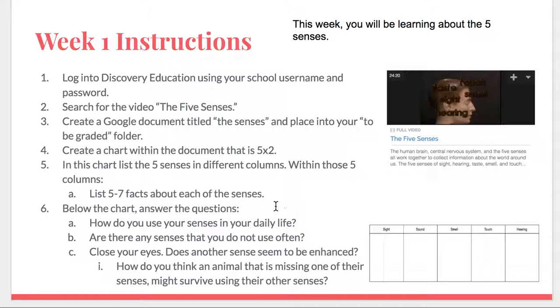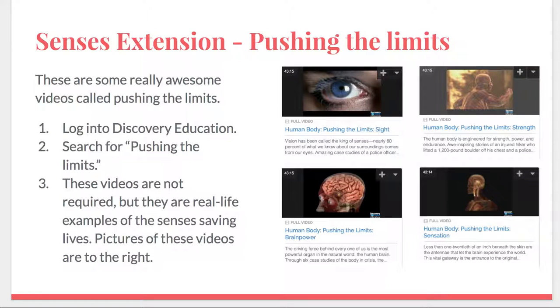Below that chart, you're going to answer these questions. How do you use your senses in your daily life? Are there any senses that you do not use quite as often? And I want you to close your eyes for a moment. When you do that, are there any other senses that seem to be enhanced? So remember, how do you think an animal that is missing one of their senses might survive using their other senses? And you can refer back to the unit we just had and think about Helen Keller and how she had to enhance her senses.